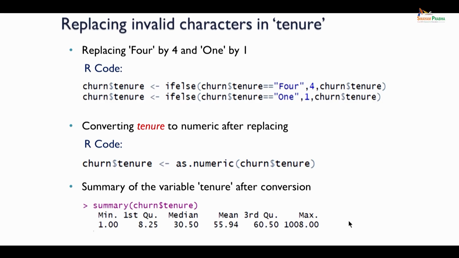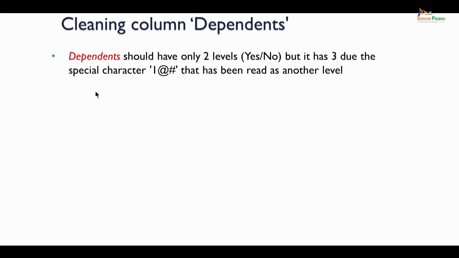Now, you can see there are no special characters such as 4 and 1. It is only a numerical variable with the minimum value 1 and maximum value 1008. So, now we have cleaned the column called tenure. Let us move on to clean the column called dependents.